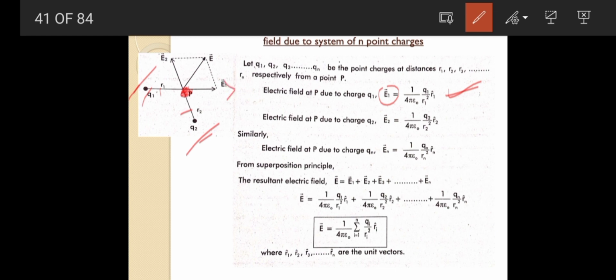Now electric field at point P due to charge q2, E2 equal to 1 by 4 pi epsilon naught q2 by r2 square into r2 cap. So E2 is in this direction.